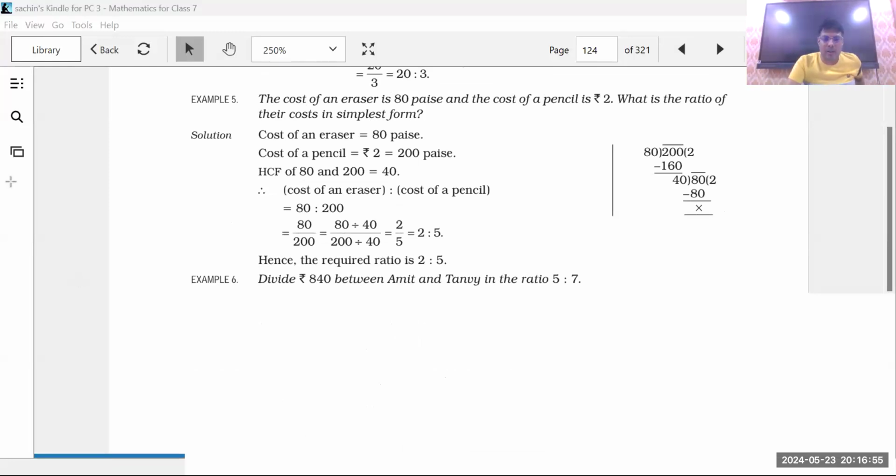Let's divide, do this question. Do this question, guys. Don't trouble me, do this question.